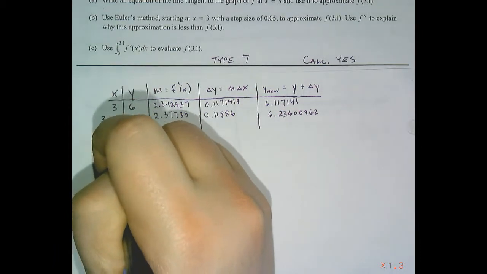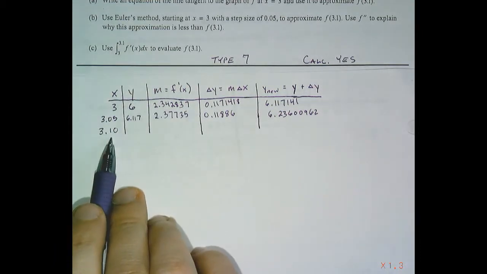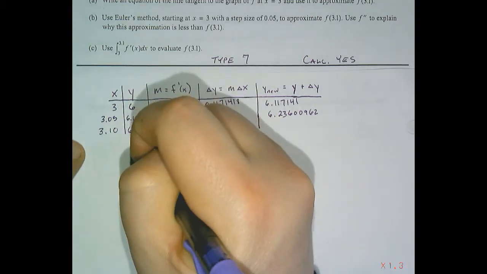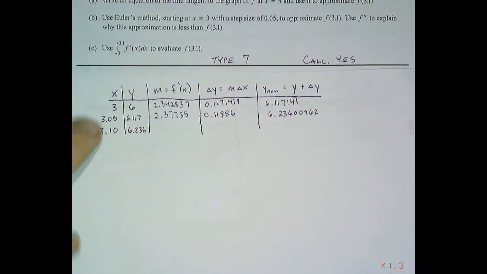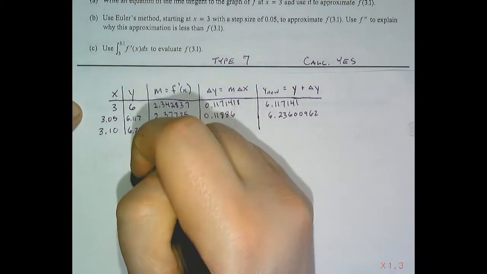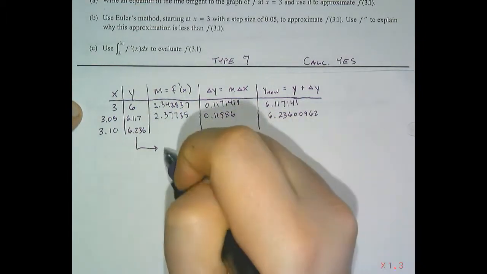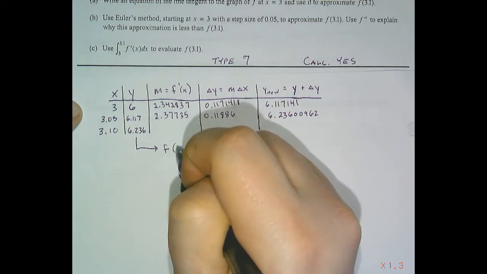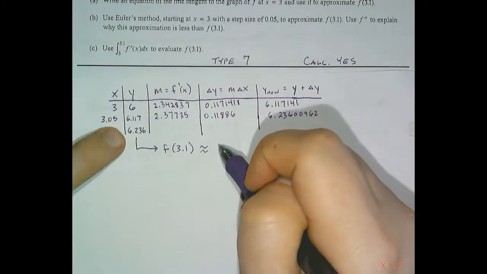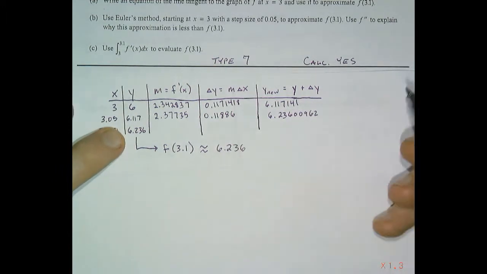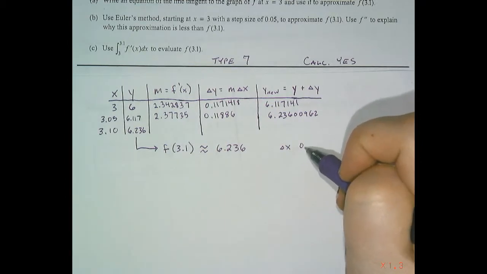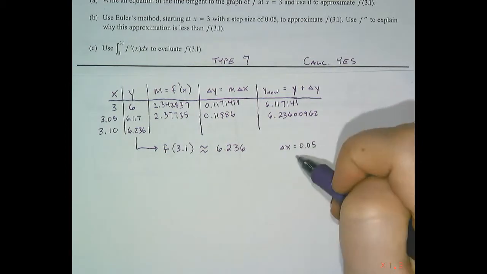And then one step later, 0.05 further along is 3.1. This number here comes down, 6.236. And this is the table for Euler's method. So by Euler's method, we've approximated that f of 3.1 is approximately 6.236. And that's with a delta x of 0.05, 2 steps.